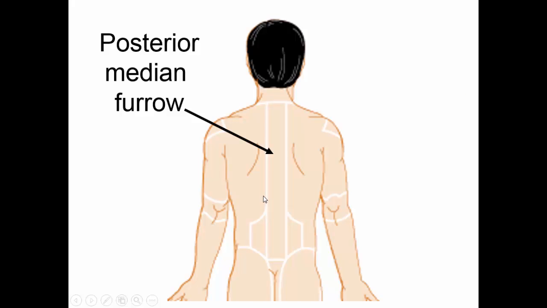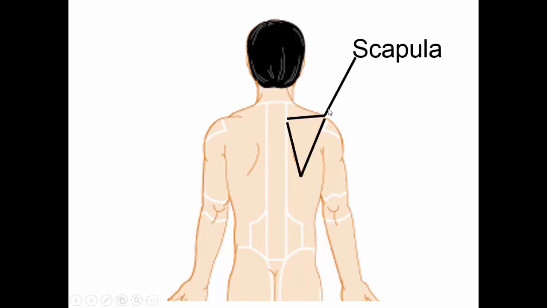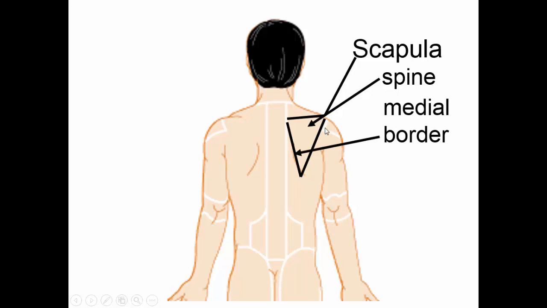The posterior median furrow is right down the center of your back. The scapula is that triangular bone you can feel here. The spine you can palpate right along there. Here is the medial border. Here is the inferior angle.